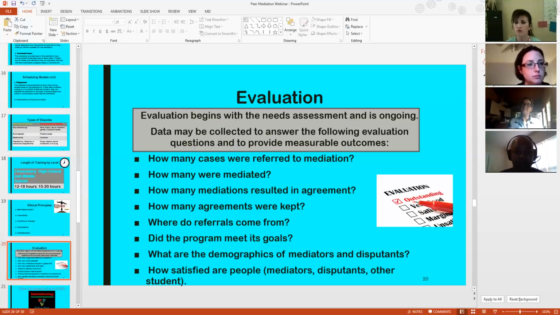And we'll follow up with the kids. With our students, we follow up 1 week from the mediation to see, how's it going? Are y'all still getting along? And we let them know you can always come back to mediation. We want to know where our referrals are coming from. We always want to recognize those teachers that give us referrals and thank them. We want to know if we met our goals. We want to know all the demographics. Who was using mediation? Is it just a specific group, or is it a cross-reference of groups? And then how satisfied is everyone when the year is done?